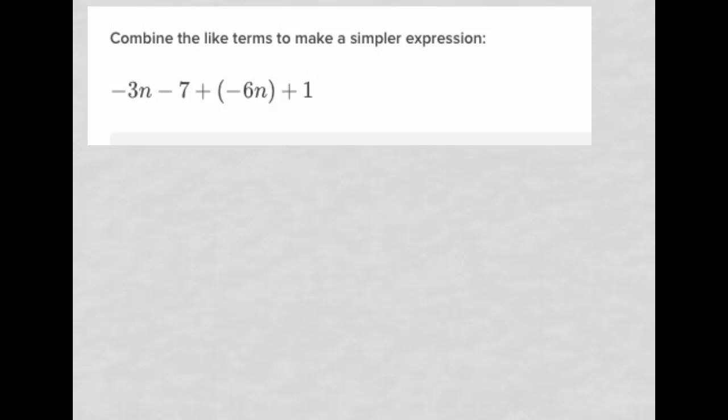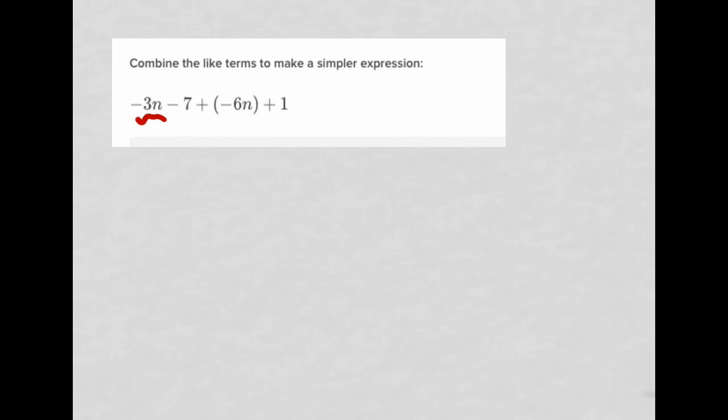Okay. This one's combining like terms. What are like terms? Like terms, remember, are terms that have the same variable to the same power, or just no variable, like regular numbers are like terms. So this 3n, or negative 3n, and the negative 6n, those are like terms, so I'm going to combine their coefficients. So that'll be the negative 3 and the negative 6. They're the same sign, so I add them. 6, 7, 8, 9, n, but it's negative, because when they're the same sign, you keep the sign.